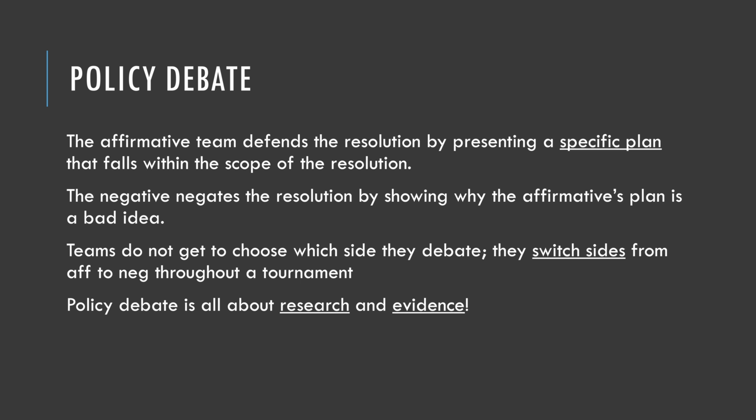There are so many parts of our criminal justice system that could potentially be reformed, and even those 3 categories you saw are still quite broad. And so affirmative teams have to be doing a lot of research to support their particular plan, and meanwhile, negative teams have to be doing a ton of research to figure out how to negate every potential plan that could fall under the resolution. So there's a lot of research and evidence that goes into policy debate.